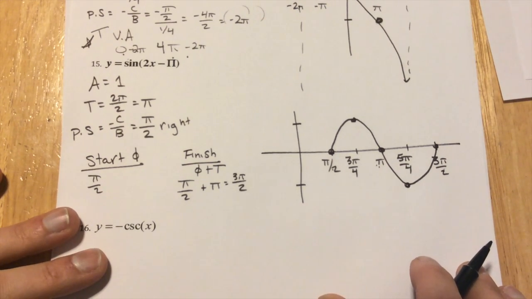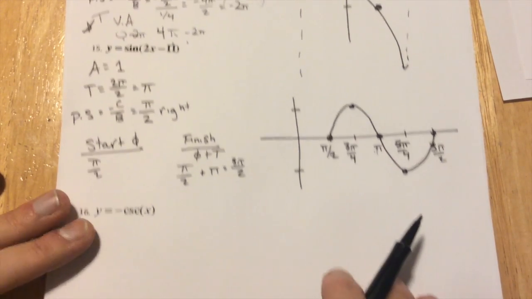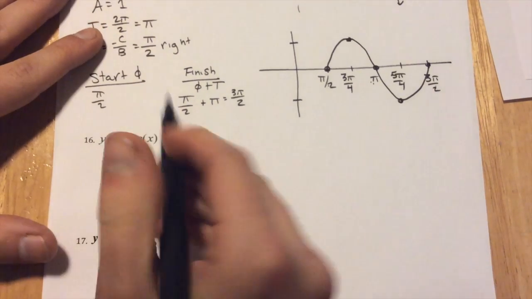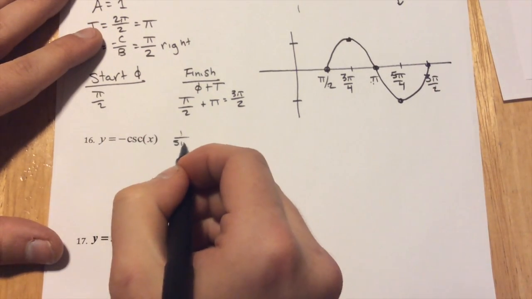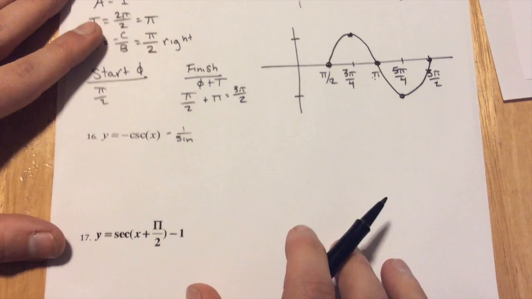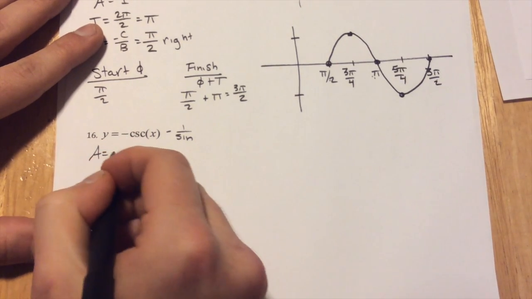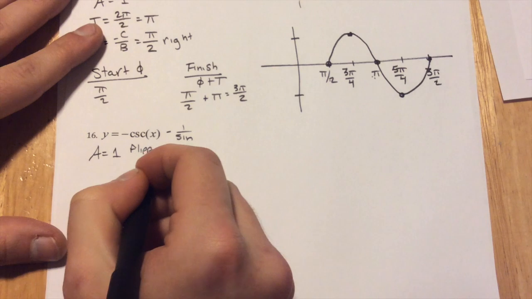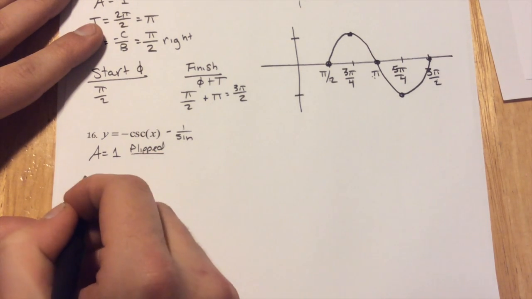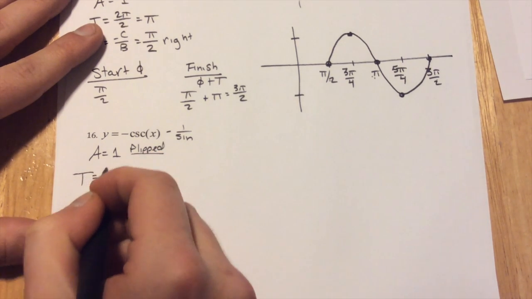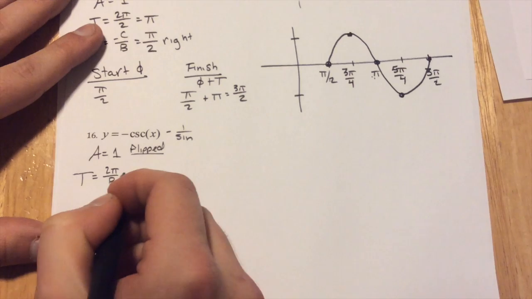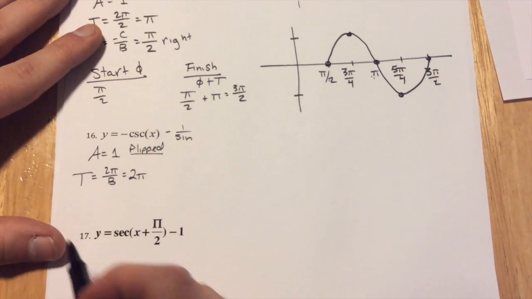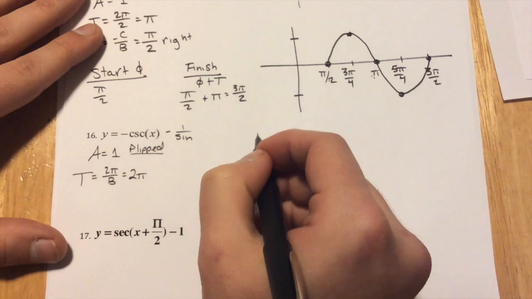So there's my sine graph. Next up, negative cosecant. So this is just like 1 over sine, negative 1 over sine. So amplitude is 1, and I'm just going to write this in. It's flipped, just to help me remember. My period is 2 pi over b, so that's just 2 pi. I don't have any vertical shifts, and I don't have any phase shifts, so that's pretty nice.